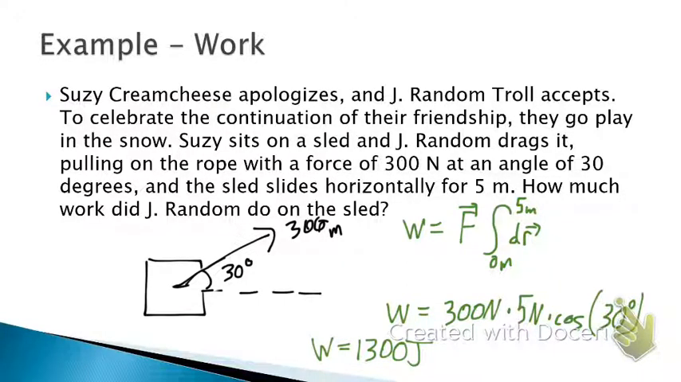Now this doesn't mean that's the total work that was done on the sled entirely. I wouldn't necessarily set this equal to the change in the sled's kinetic energy, because odds are there's a little bit of friction between the sled and the snow that was doing negative work at the same time. So if I found the work that friction did, then I could find the total work done and set that equal to the object's change in kinetic energy. But I don't have enough information about the friction to do that with this problem.